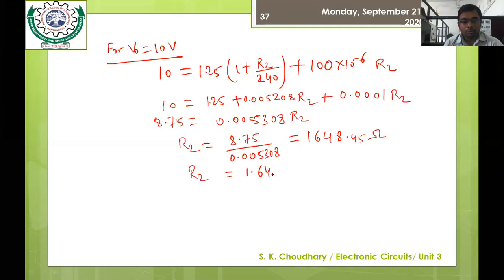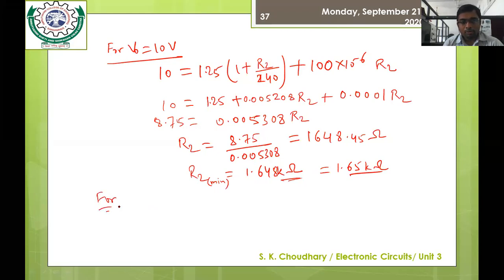Okay. So R2 is equal to 1.64 kilo ohm, or 1.65 kilo ohm, whatever the value, either of these two is correct. And this is coming for the output voltage 10 volt. That is the minimum voltage for this question. So it is R2 minimum.